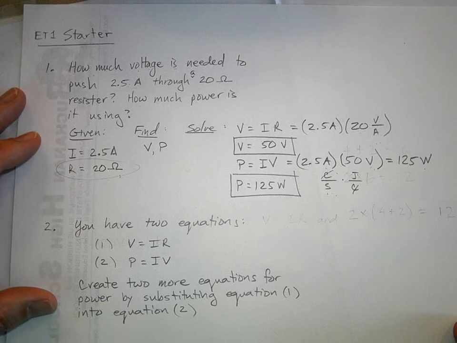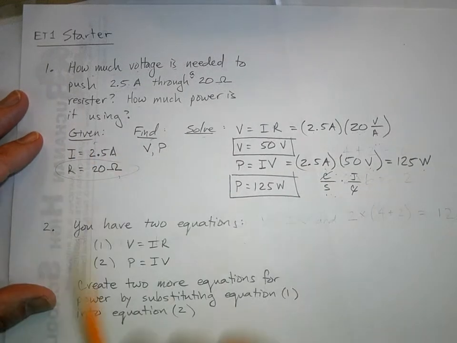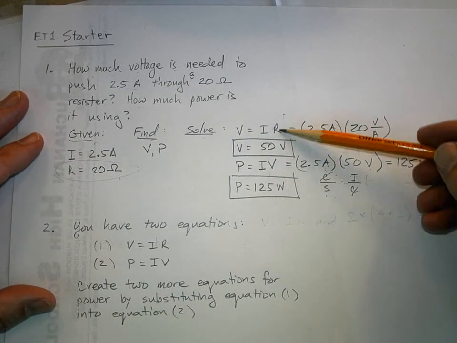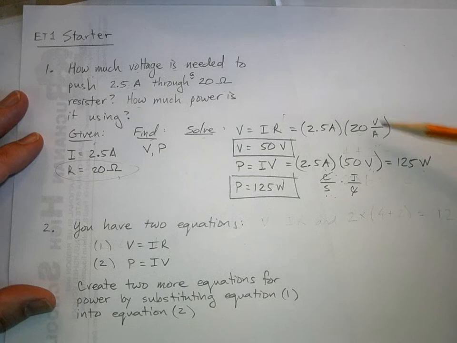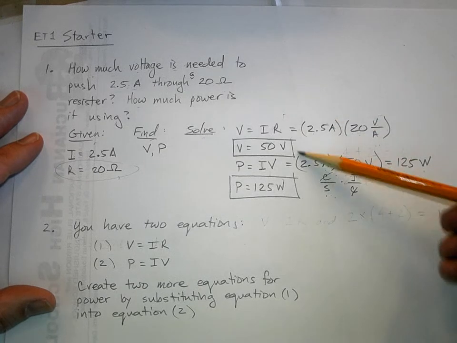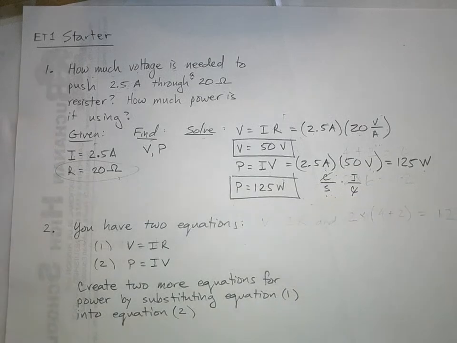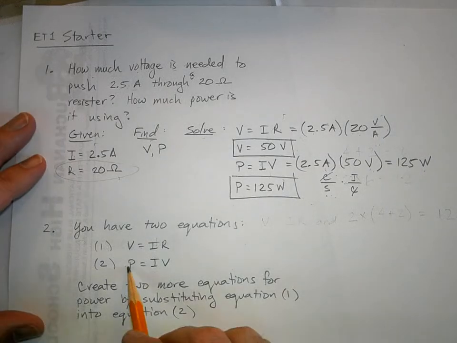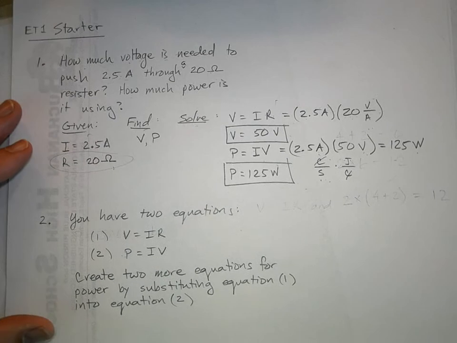And look at the technique here. Given, find, and solve. Writing down the formulas that we're using, putting in values with their units, boxing the answers. Okay, that's all stuff I want to see you guys do, because then it looks good, even if your handwriting is bad, it still looks good. All right. So, number 2.